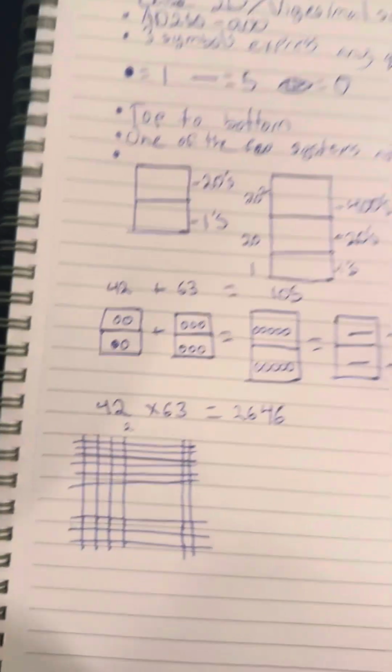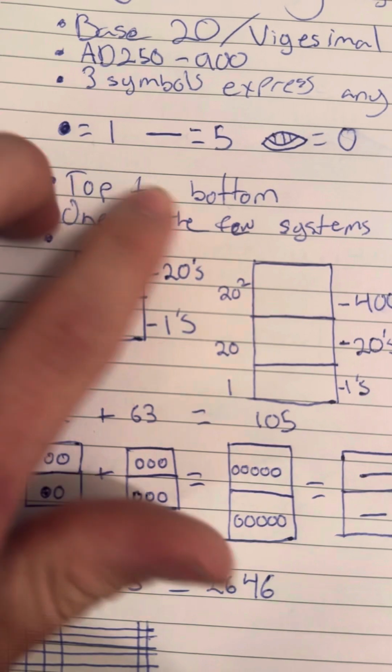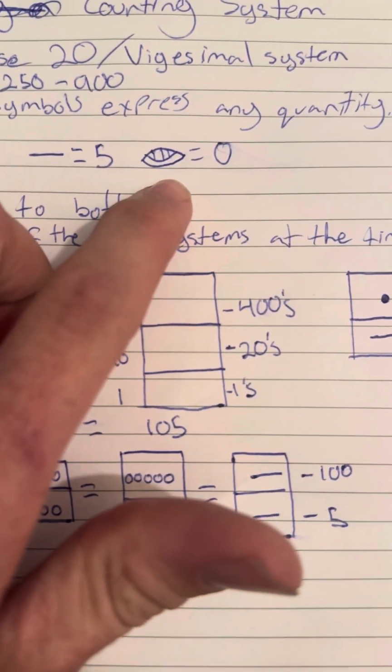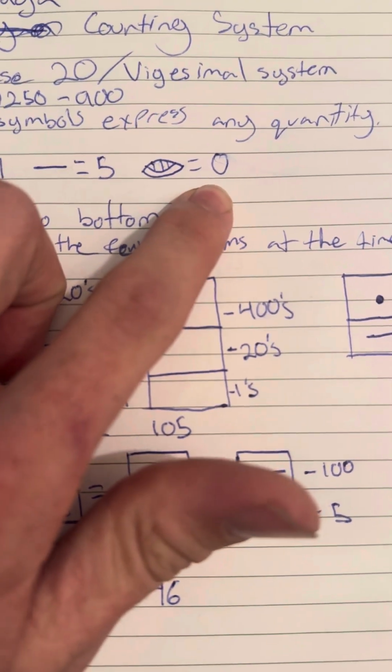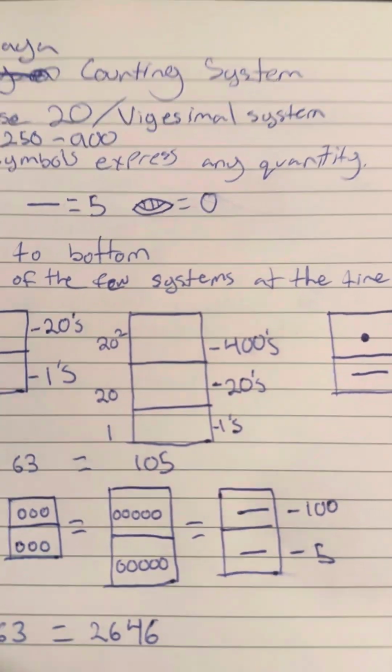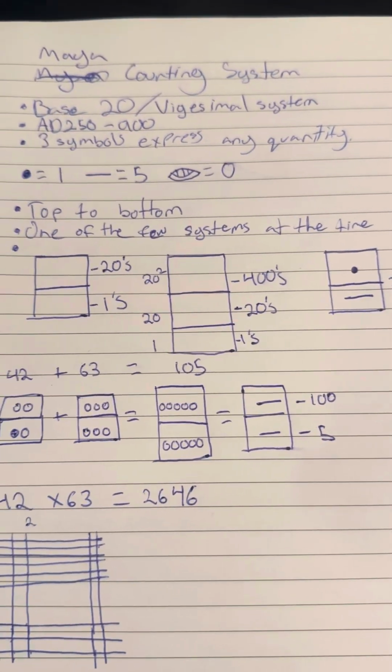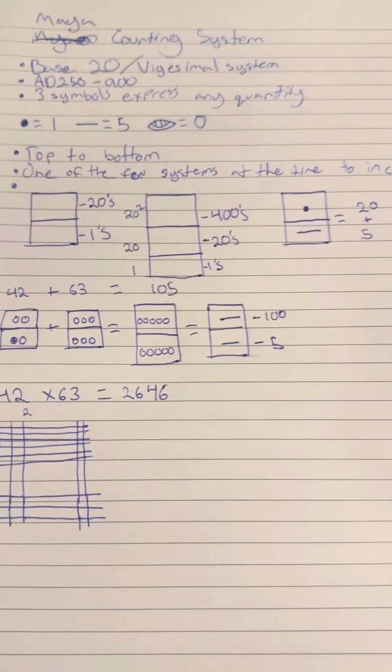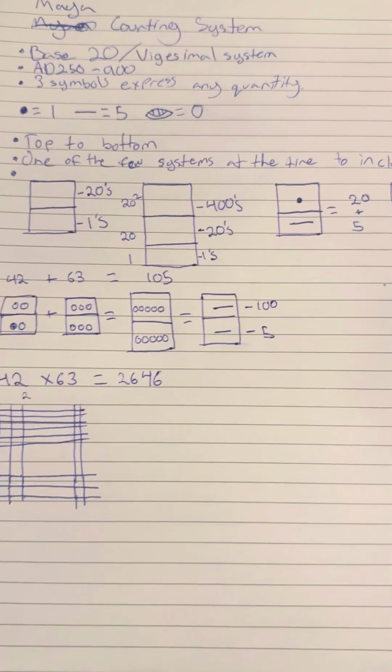It was actually really interesting learning about their system. In some ways it's a little bit simpler than ours, in that they only use three symbols, where we use 10, 0 through 9. I have it right here: they have a dot equaling 1, a dash equaling 5, and then this shell symbol equaling 0, which is kind of funny. And that's kind of why the Maya's number system is so important, because they were one of the few people to actually invent a 0 and use it on their own, outside of our typical Hindu-Indian number system that we use today.